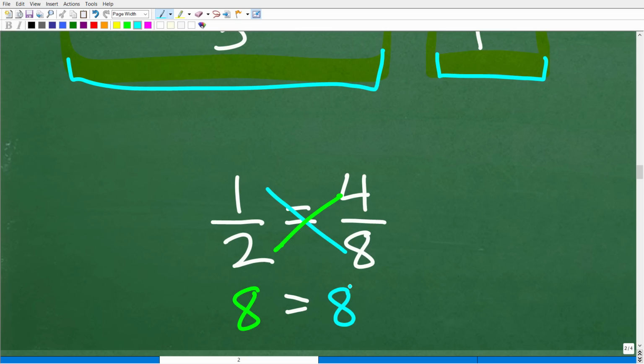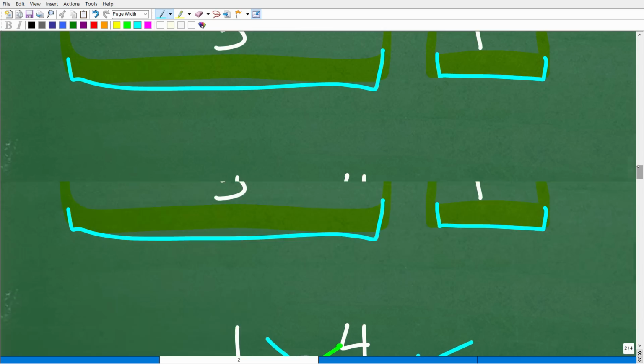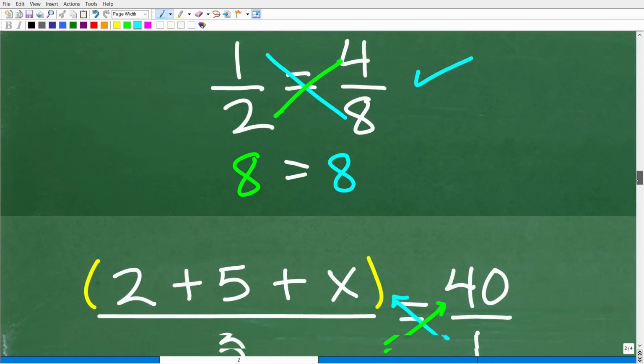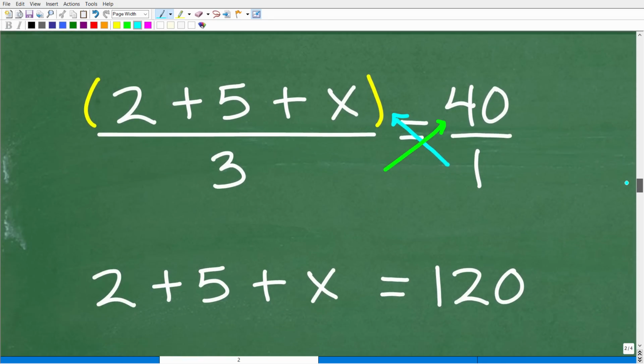So when you have a proportion, the cross product is always true, okay? So here, although I have all this kind of algebraic stuff here, I can still use the cross product. I have one fraction equal to another fraction to solve this problem, okay? All right, so let's go and do that now. So I'm going to take 1, I want to multiply it by this sum right here. And so 1 times 2 plus 5 plus x is going to be 2 plus 5 plus x. And then I have 3 times 40, which of course is 120.